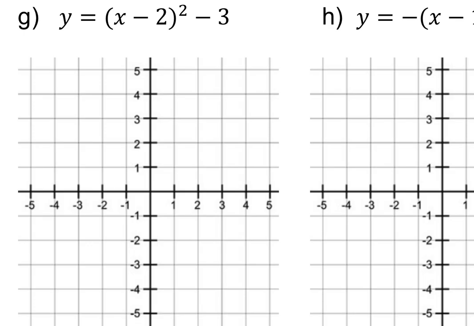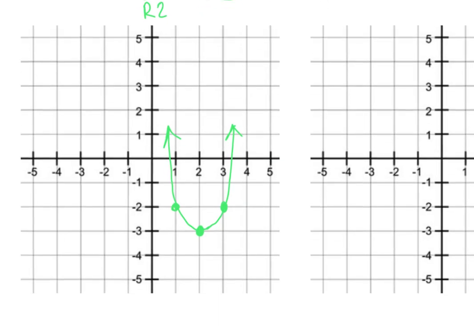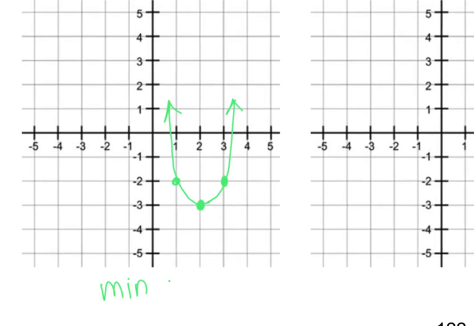G, we are almost done. The last 3. So we have -3, which means what? Down 3. -2. Right 2. So let's go down 3 to the right 2. And it's positive in front. Our A is positive. So we go up. Let's connect our points, and we have our parabola. And what is our max or min? Good. Min of -3.